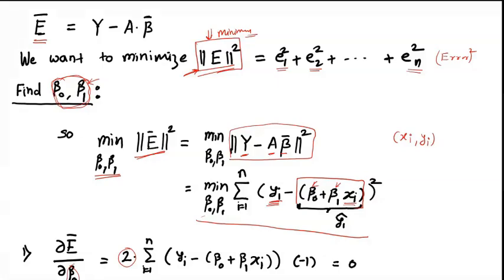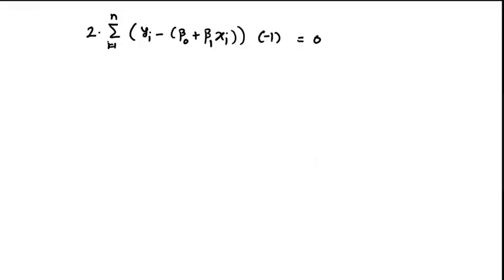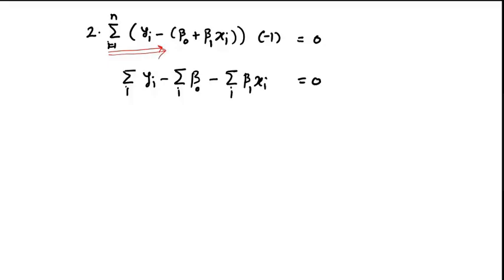So yi minus (beta 0 plus beta 1 xi) into minus of 1. Because of this minus 1, this will appear. So if I simplify this, this will be my simplification. I can bring this summation inside. Now see what happens if I bring that inside. You have to check your signs also. Be careful about this minus.